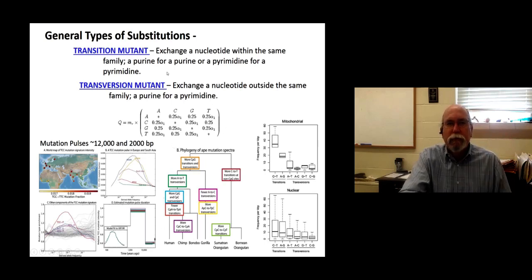Okay? Well, those are the two biggies for us: transitions and transversions. Now we're going to come back and say, okay, if you've got a transitional mutation, so what? What does it do? That's going to be in the next lecture, when we start talking about silent versus missense and nonsense, and some of the other variants we would have.